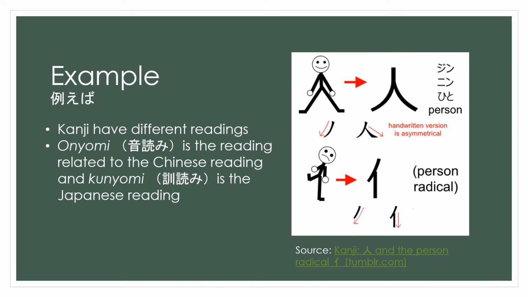In Japanese, kanji have 2 different readings. The onyomi is the reading related to the Chinese reading, and kunyomi is the Japanese reading. When kanji are by themselves, the kunyomi reading is used, but when the kanji are used in a word, the onyomi reading is used. For this example, we have the kanji for person, which is pronounced hito, which is the kunyomi, so if this kanji was by itself, it would be read hito, but if it was in a word with another kanji, it could be read as jin or nin.